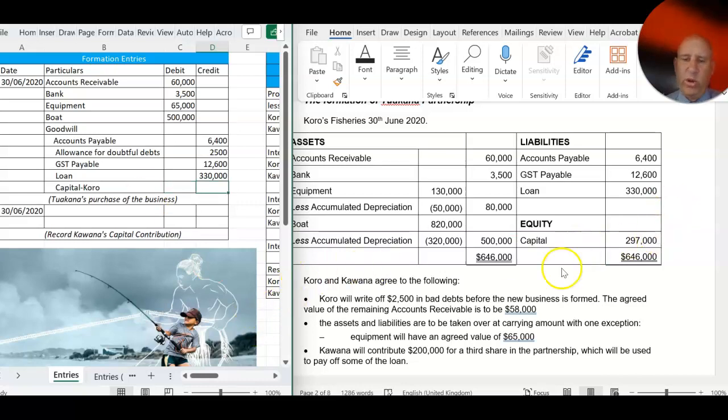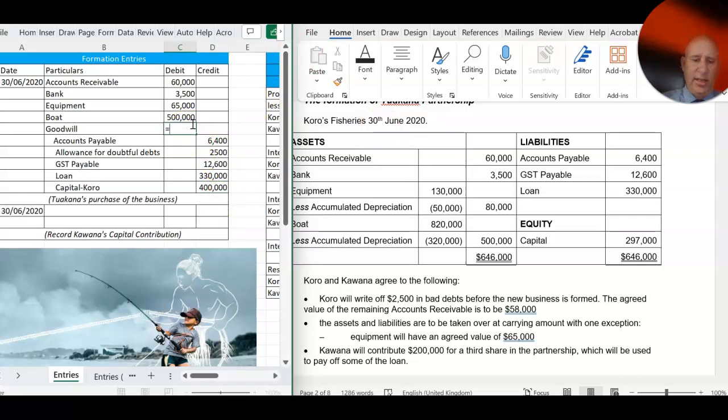And sometimes we have to work that out. So in this case, Kawana is going to contribute 200,000 for a third share. Therefore, Koro will have two thirds, which is twice as much as that. So if Kawana has got 200,000 for a third share, Koro's share must be 400,000. The valuation of a 2/3 share. And now we go back and calculate. So that's an excellence mark. Important to get that right.